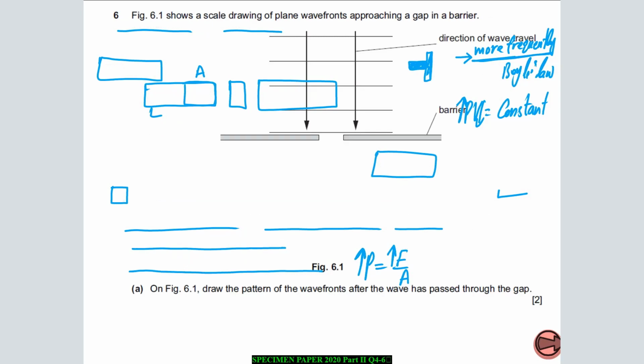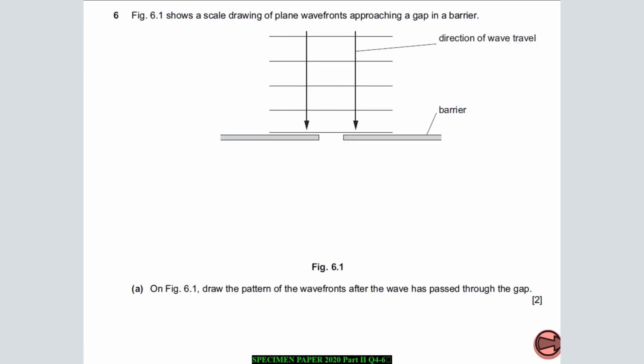Next is question 6. Question 6 is also a kind of typical question at IGCSE level. Let's try to answer this question now. The first part is asking us to draw the pattern of the wave fronts after the wave has passed through the gap. So how can we answer this one now?